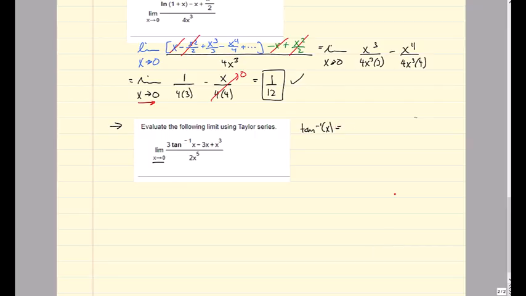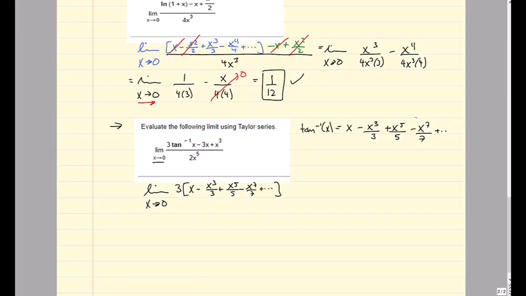Well, go ahead and look on your formula sheet for your Taylor series, and you get inverse tangent is equal to x minus x cubed over 3 plus x to the 5th over 5, and then following that same pattern, minus x to the 7th over 7. So when I take this substitution and I take my limit, I have to have a 3 out front of this inverse tangent. So that's going to be 3 bracket x minus x cubed over 3 plus x to the 5th over 5 minus x to the 7th over 7.